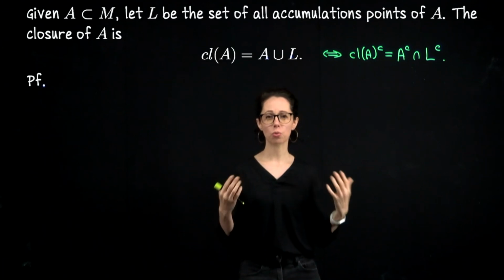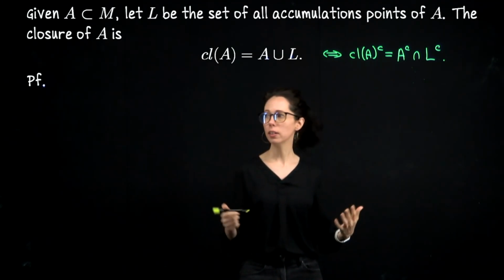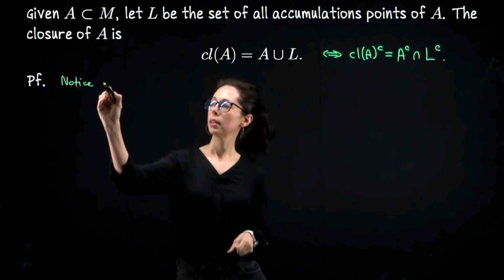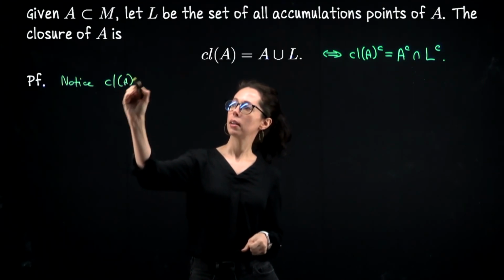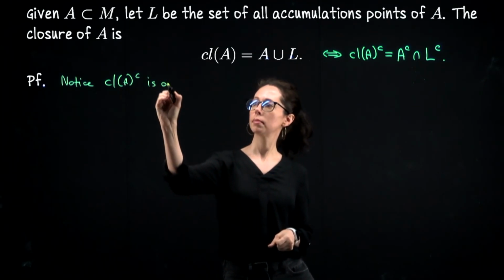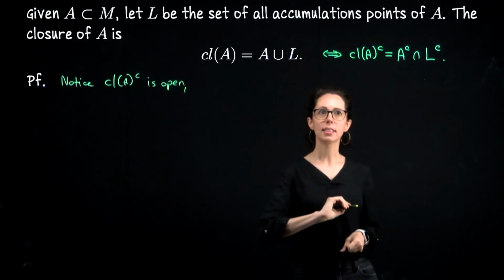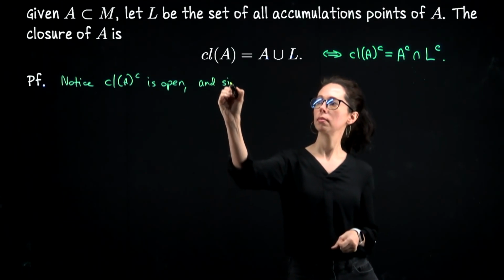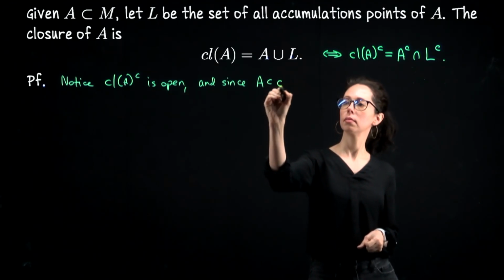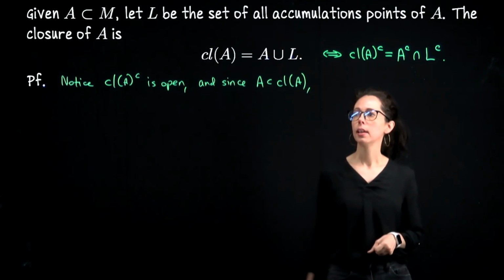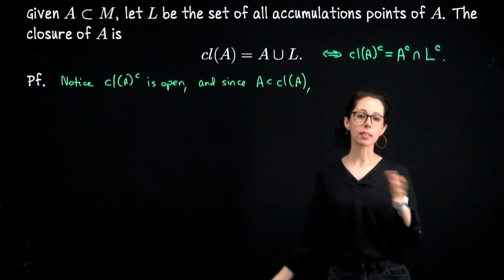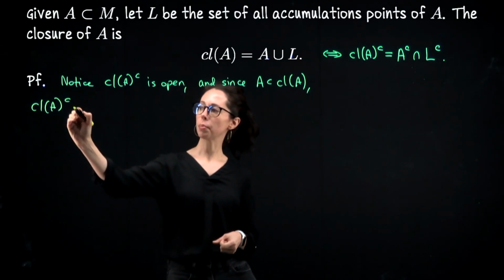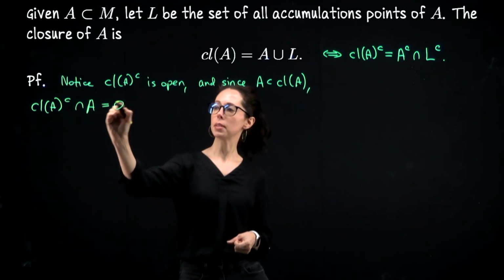Before I do that though, let me just write down the observations that I just stated out loud. So notice that the closure of A complement is open. And since A is a subset of the closure of A, the closure of A complement contains nothing from A. So we can write the closure of A complement intersect A is empty.